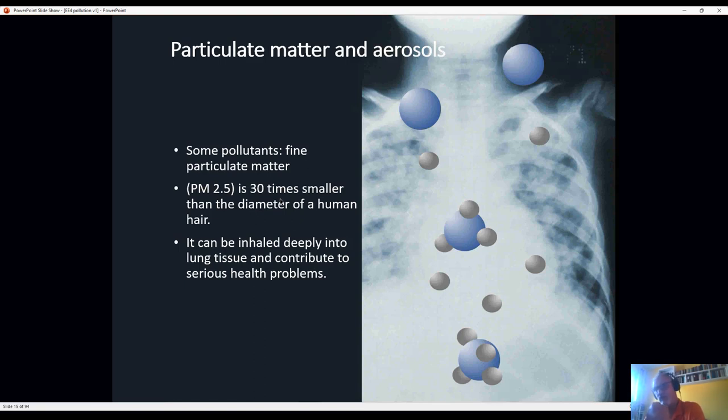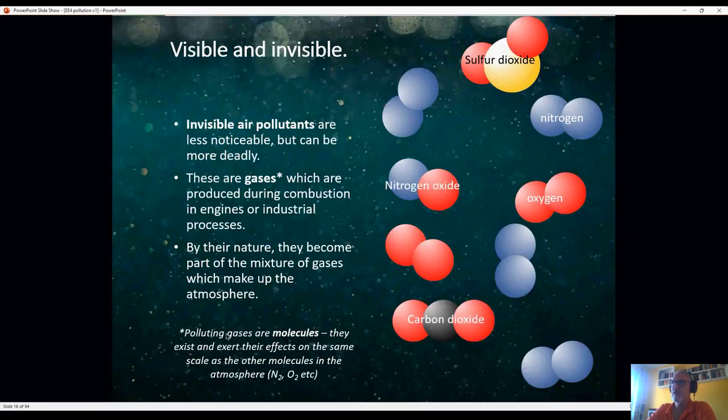But of course, because it's small, it can get into the deep parts of the lung tissue, and it can cause really quite serious problems. So this is one of the reasons why we need to be aware of air pollution, traffic pollution, as a health risk. Okay, what about the invisible?